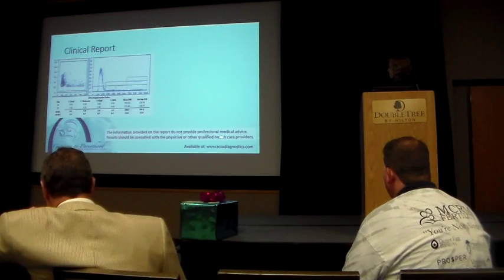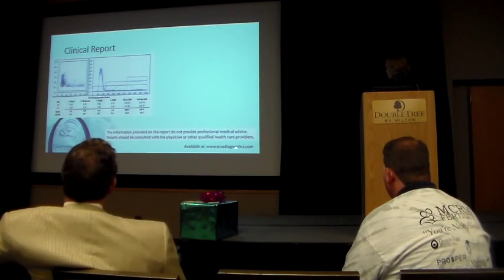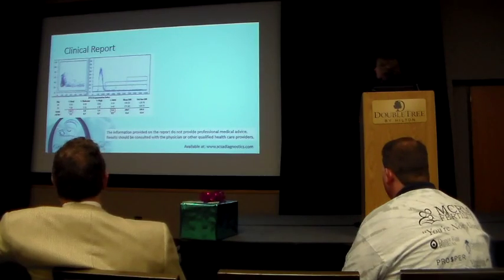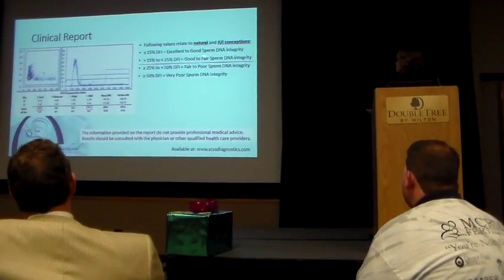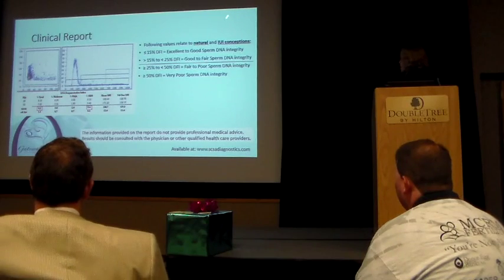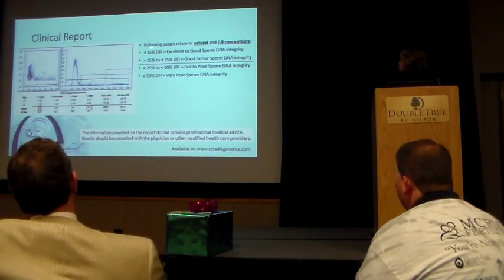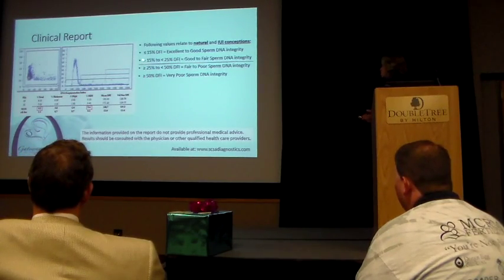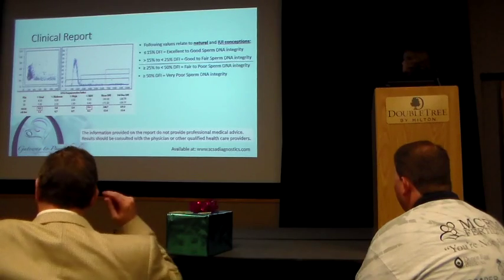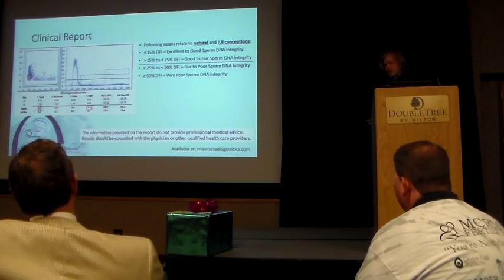If you're interested in this, it can be found on this website. What we can see here is the second and third graph of the previous slide: total DNA fragmentation and high DNA staining. But what do these values represent? They are related to natural and intrauterine conception. In other words, fragmentation below 15% represents excellent to good sperm DNA integrity, and between 15 and 25%, good to fair sperm DNA integrity.